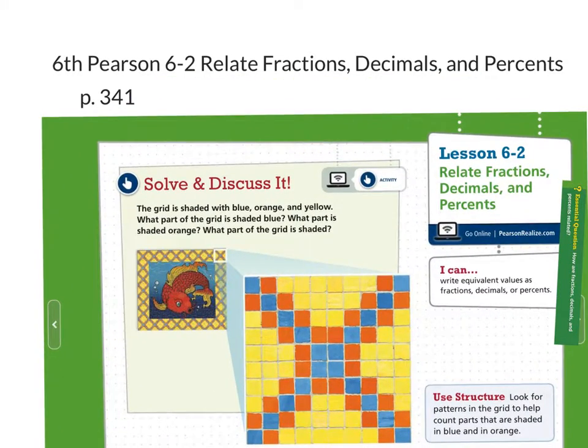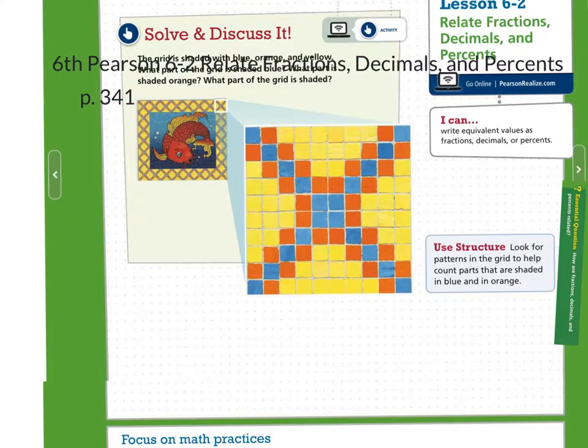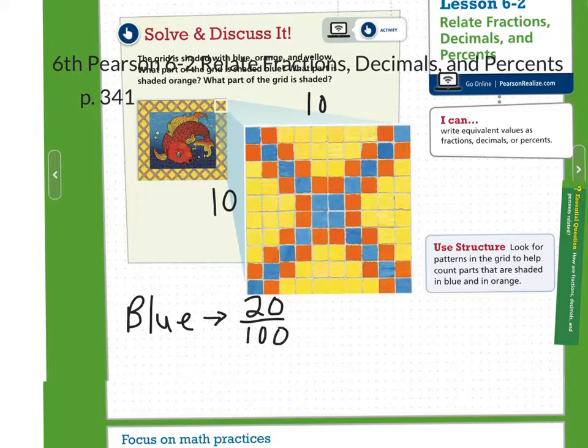We have a grid that's shaded with blue, orange, and yellow. And the question is, what part of the grid is shaded blue, what part is shaded orange, and what part of the grid is shaded? So if we look at our blue squares first, if we count them up, there are 20 blue squares that are shaded. And if you count, we've got 10 squares going across, 10 going up and down. So 10 times 10, that's 100 squares altogether. So we've got 20 out of 100 blue squares are shaded.